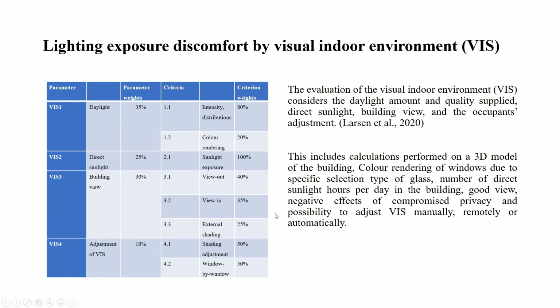This table shows the different types of VIS from previous research, and the highest weight parameter is daylight. It is either in the criteria of intensity or distribution, as well as color rendering due to reflections of the glass window.